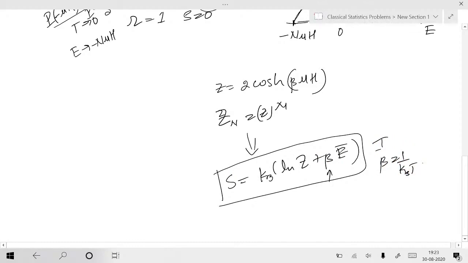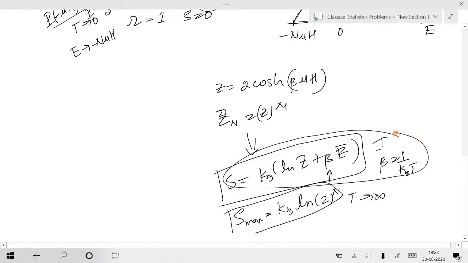That need not be very high. That can be any temperature between 0 and infinity. But this is the maximum possible entropy, that is k_B log of the number of microstates to the power of the number of particles. That's how I gave the formula. Am I right? The number of single particle states whole power the number of particles. This is when temperature tends to infinity. This is at some temperature T.